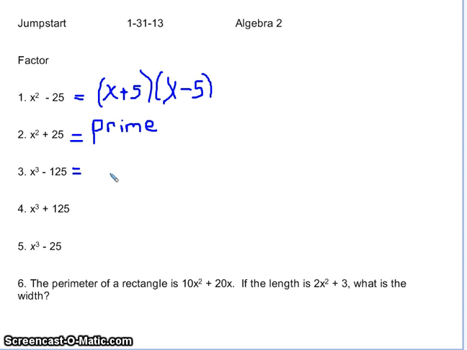For number 3, we have the difference of cubes. 125 factors into 5 times 5 times 5. And so if we remember, this is x minus 5, and then we have x squared plus 5x plus 5 squared, which would give us 25.